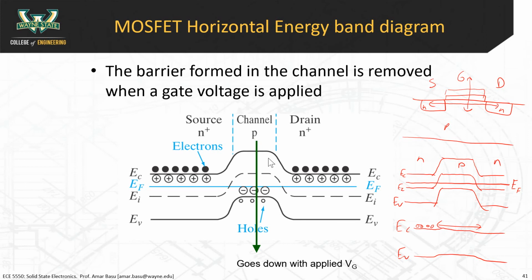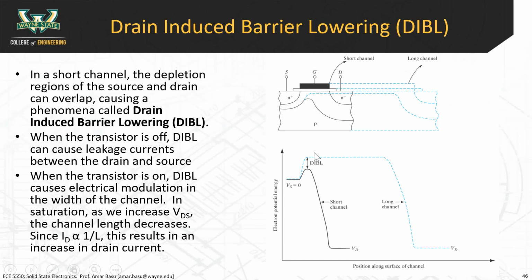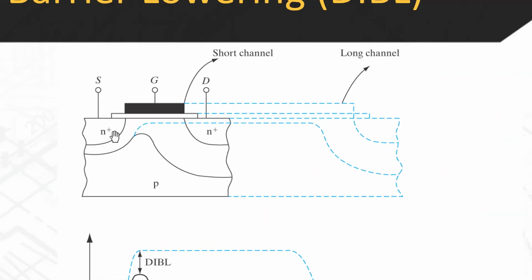Okay, and if you think about it, it makes sense. Why? Because the channel, when you've overlapped the two depletion regions, there's no p-type material in between them. It's all depletion region in the middle. If you don't have that p-type material in the middle, you don't have a good barrier in your energy band diagram.